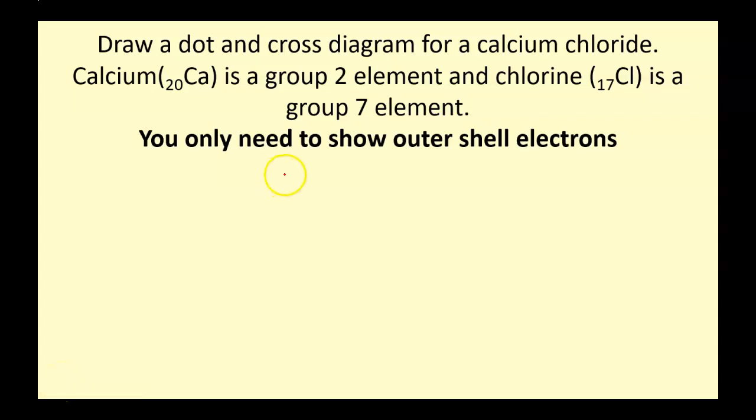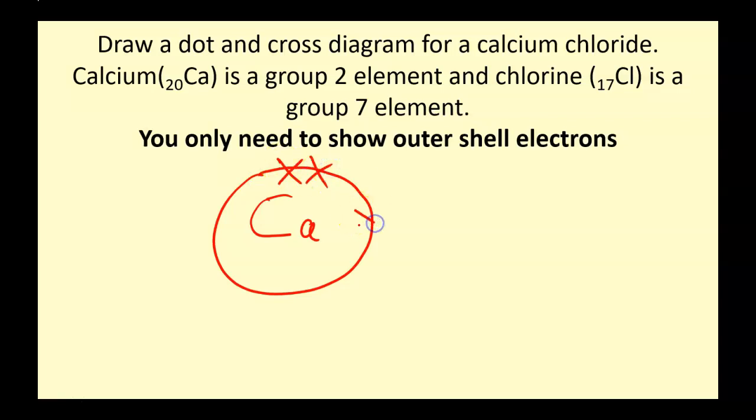Calcium is in group 2, so it is going to form ions with a charge of 2 plus. Everything which is a metal ion will have a full outer shell, with 8 electrons in the outer shell, apart from that of lithium.